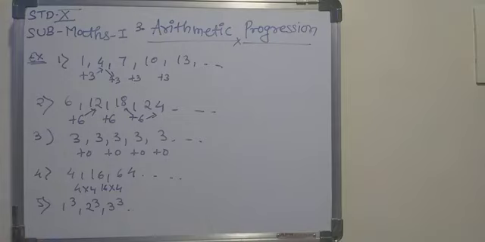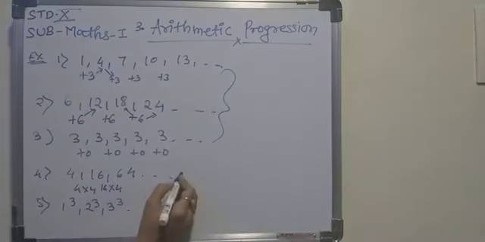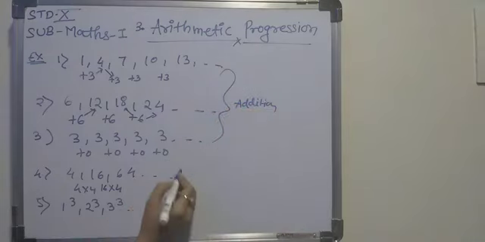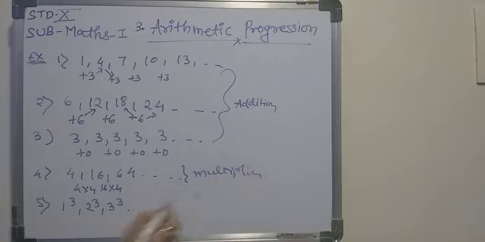Okay, so see the first three examples, 1, 2 and 3. You are adding, right? You are getting the next term by adding some number to the previous term. And here you are multiplying. Here you are doing an addition and here you are doing a multiplication. Clear? And here you are just writing the cubes of natural numbers.